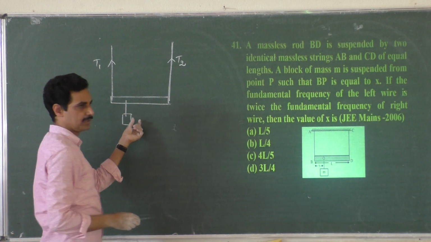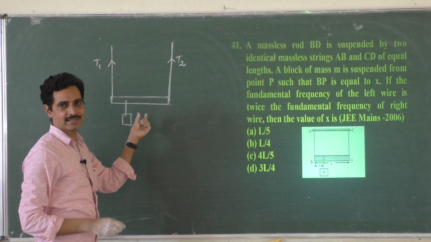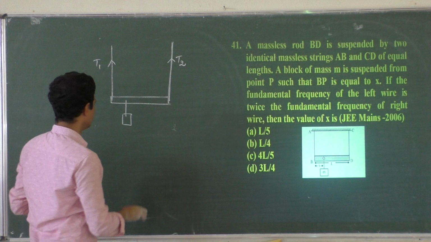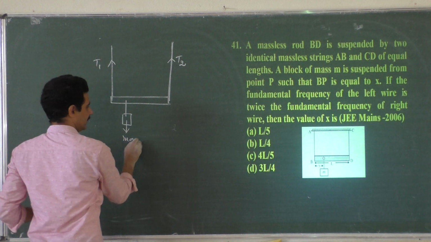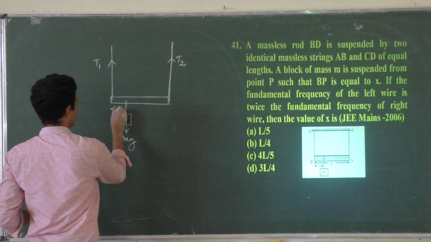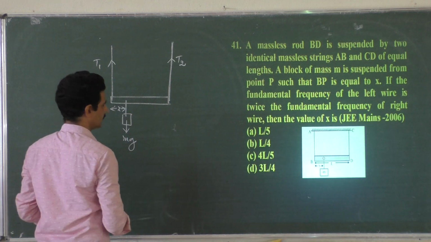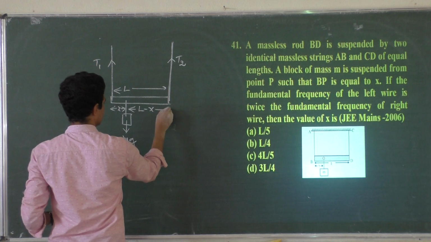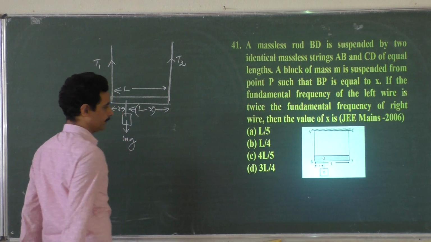If it was in the middle, I could have divided the tension into two parts: T by 2, T by 2, mg by 2, mg by 2. But it is not in the middle, mg. It is at a distance x from one end, x. So what is the length of the rod? L. Then this is L minus x. That is my addition. It is not in the diagram.